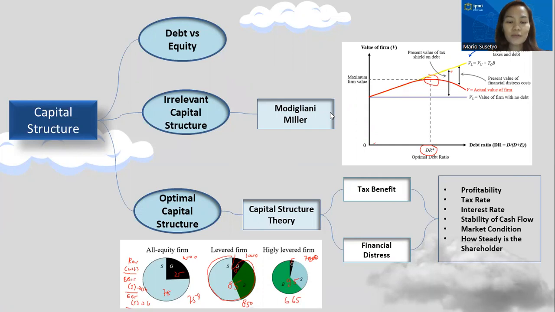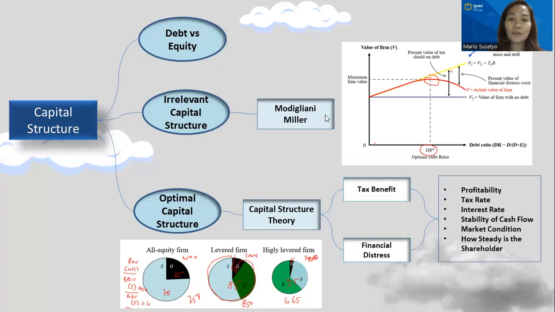We learn about irrelevant capital structure by Modigliani Miller. If all factors are ideal, then it is irrelevant. But if we change one factor to not being ideal, then we can see the impact on the firm value. For example, the tax. The higher the debt, the higher the interest payment, the lower the tax. The higher the debt ratio, the higher the value of the company, because of the tax shield of interest payment.